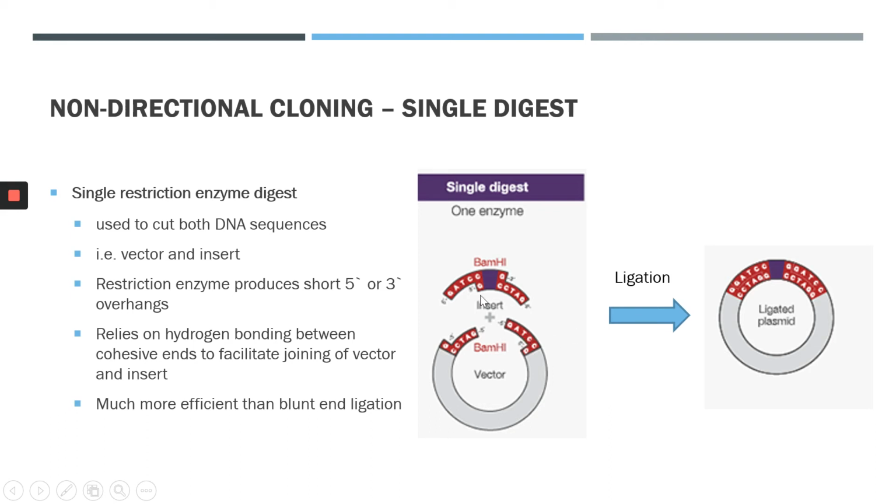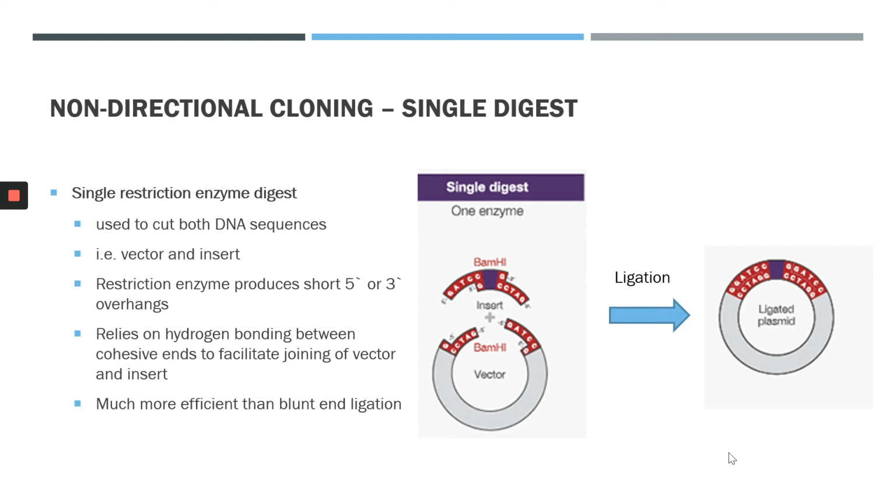As I mentioned before, this is a non-directional method of cloning because this insert DNA fragment can go in any orientation. If you were to draw this insert DNA fragment in your notebook, you would see that it could go in any orientation. If you were to flip the whole sequence around, it can go into the vector in any orientation. The single restriction digest is much more efficient than blunt end ligation, and it's the most commonly used technique in non-directional cloning because it also relies on fewer restriction enzymes, and there's fewer steps involved in this protocol.